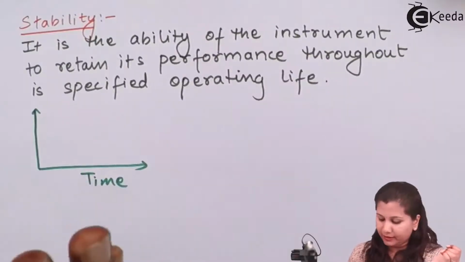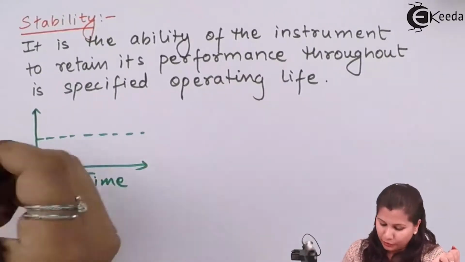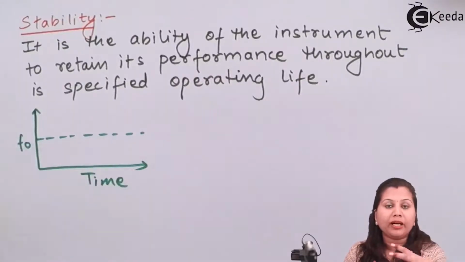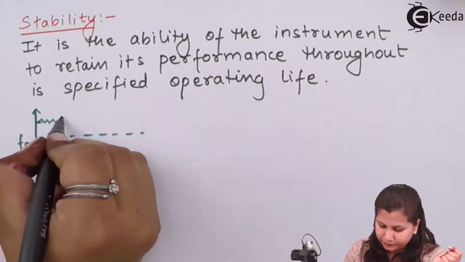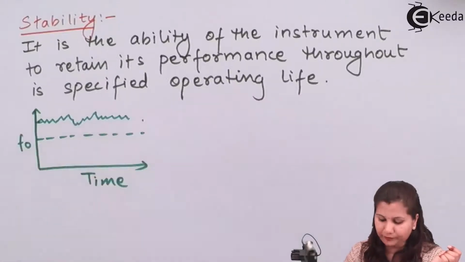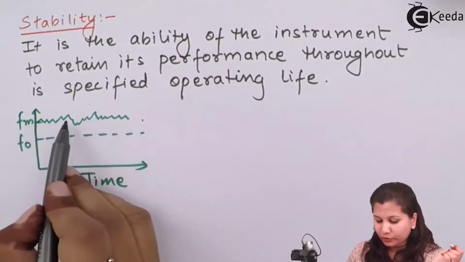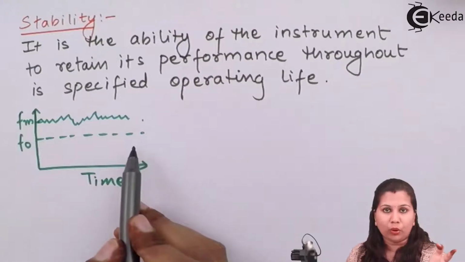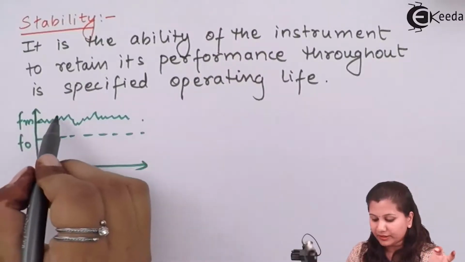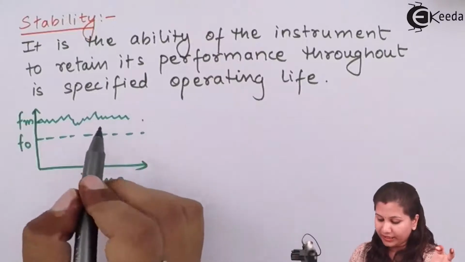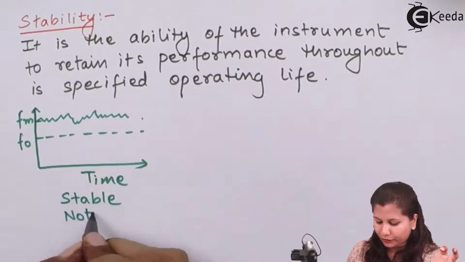So if we are taking the output, suppose that this is the actual value of the measuring quantity we are measuring, F naught, and when we measure the quantity, we get this measured value. Now this measured value is not equal to the true value, but whenever we measure this quantity from the instrument, we get results which are very close to each other. So we can say that the instrument is stable, but it is not accurate.